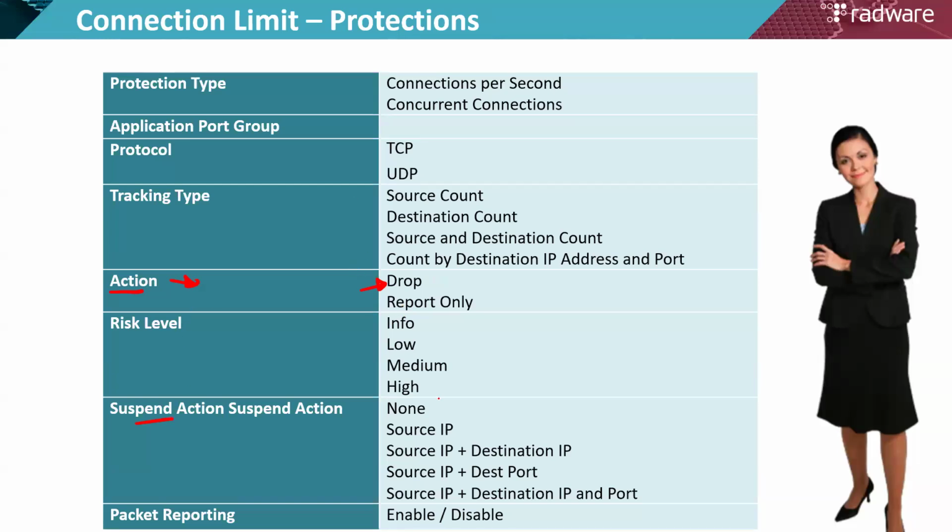Next is the suspend action. You can also suspend the clients and put them into the suspend table. So if the threshold is breached, you can drop the packets, and more than that, you can also put the client IP address into the suspend table. That particular IP address would be part of the suspend table for the next 10 minutes or so, and then you can again come back. So you can put that client in the suspend table so that it remains in that table for a particular duration of time.